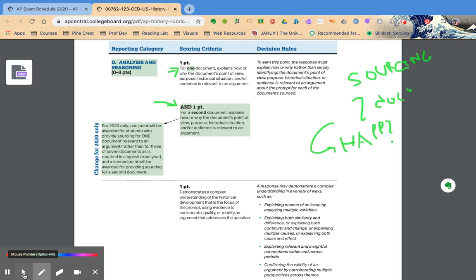So that should run you through the exam and the changes. 45 minutes to answer 1 DBQ, 5 documents only as opposed to 7, and some changes to the rubric, most notably that you're going to get a point for each piece of evidence beyond the documents you suggest, and you're going to get a point for each document you source. And because there are only 5 documents, focus on using all 5 documents, and you'll be good to go. That should pretty much take you to a very strong result on your AP exam for this particular year.